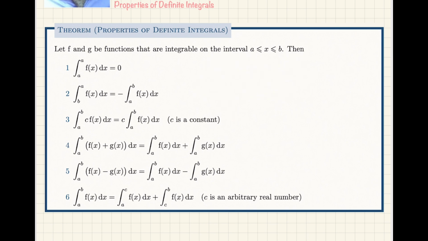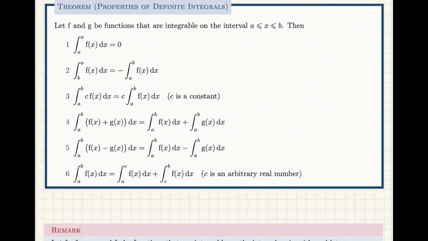Okay, another property is that if you want to calculate an integral of a combination in which c is a constant multiplied by a function, what you can do is pull this c out, and it becomes c times the integral from a to b of that function. Again, this is also understandable.